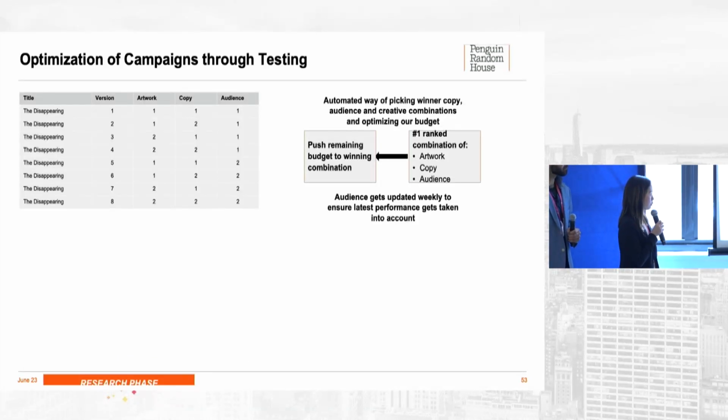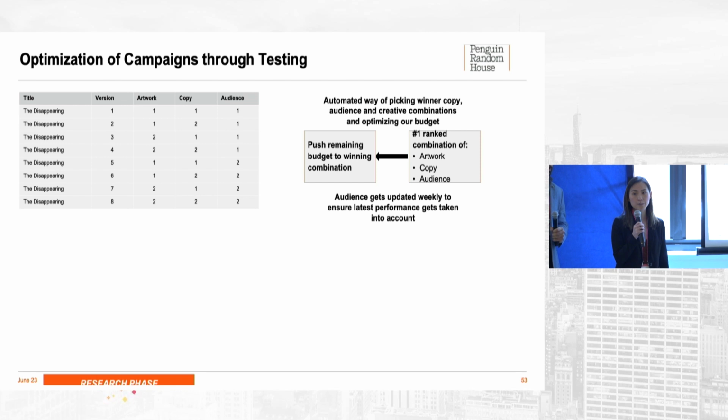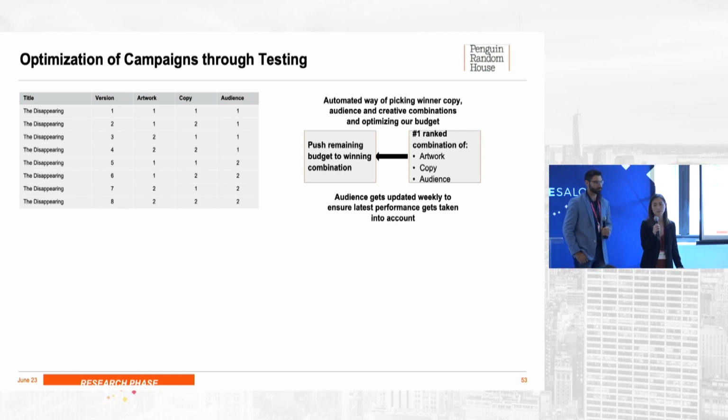So where does that leave us? We've talked a lot about automating the copy and how we want to optimize all of the copy and creative as well as audiences. So Alex is going to talk a little bit about how we're going to evaluate and maximize the ROI once we have all these tests in place.